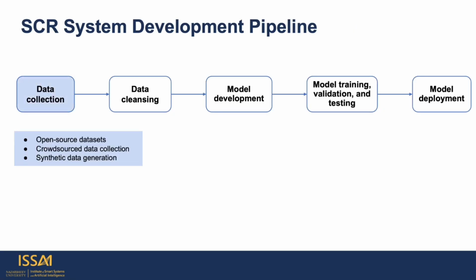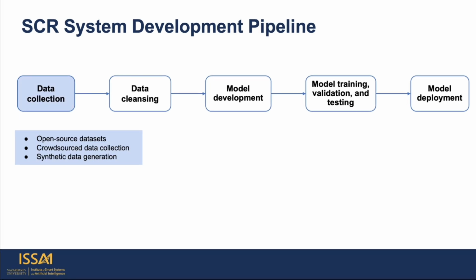The first step is data collection. Data collection is a critical process in SCR system development, and there are several approaches to gathering the necessary data. The first is open source datasets, which are publicly accessible data for research and development purposes. The second is crowdsourced data collection, which involves obtaining data from a large group of individuals. Additionally, synthetic data generation techniques can also be employed to create artificial datasets that mimic real-world scenarios, expanding the available data for training.